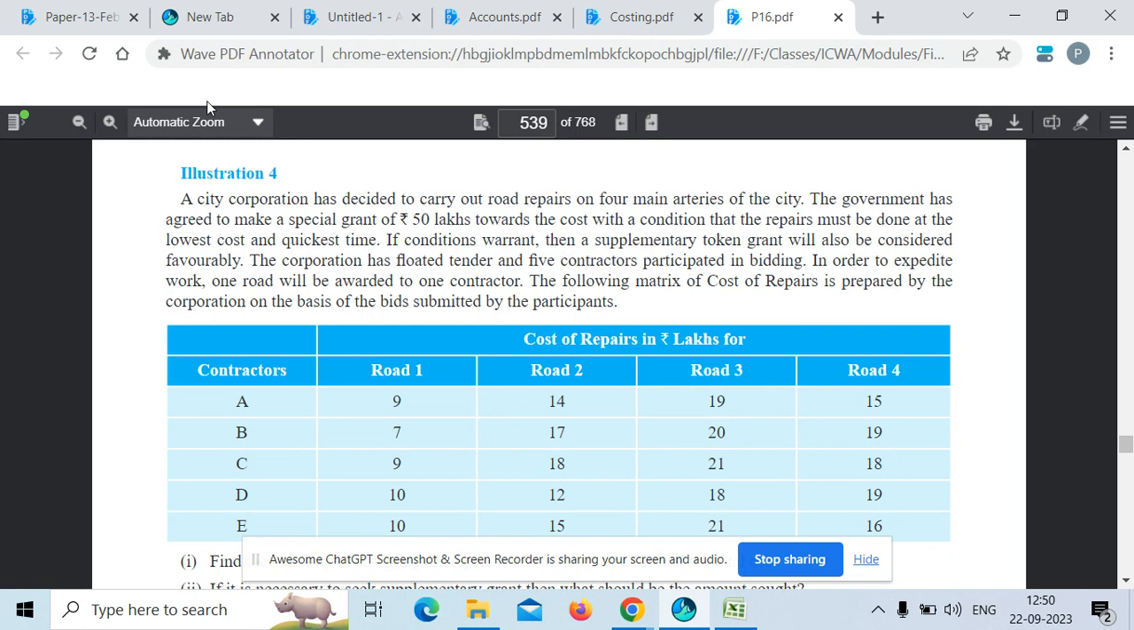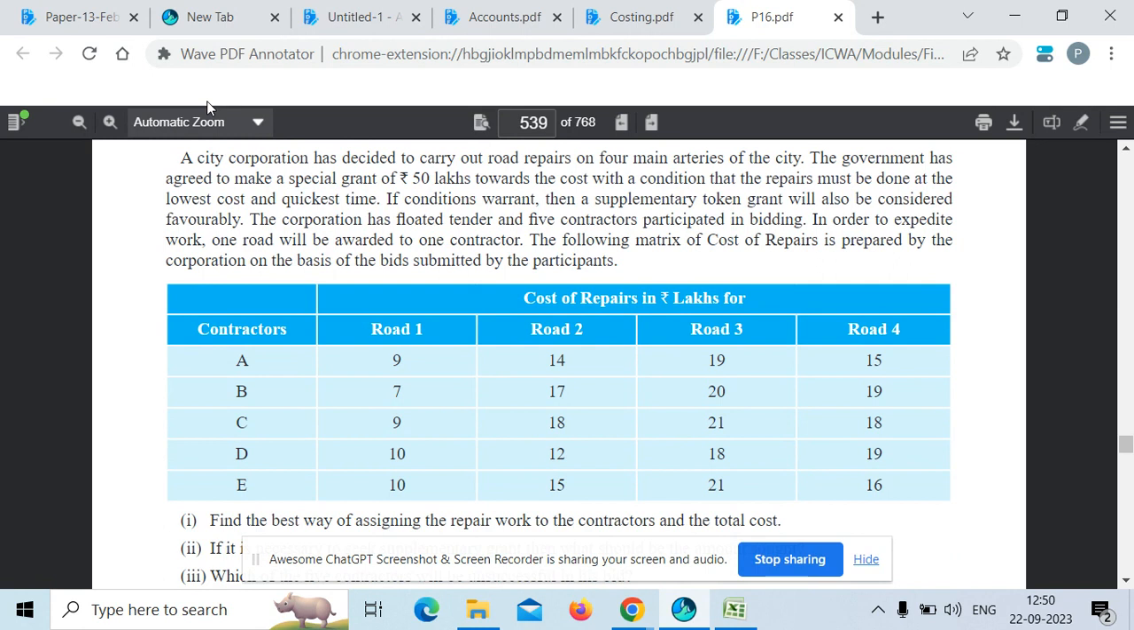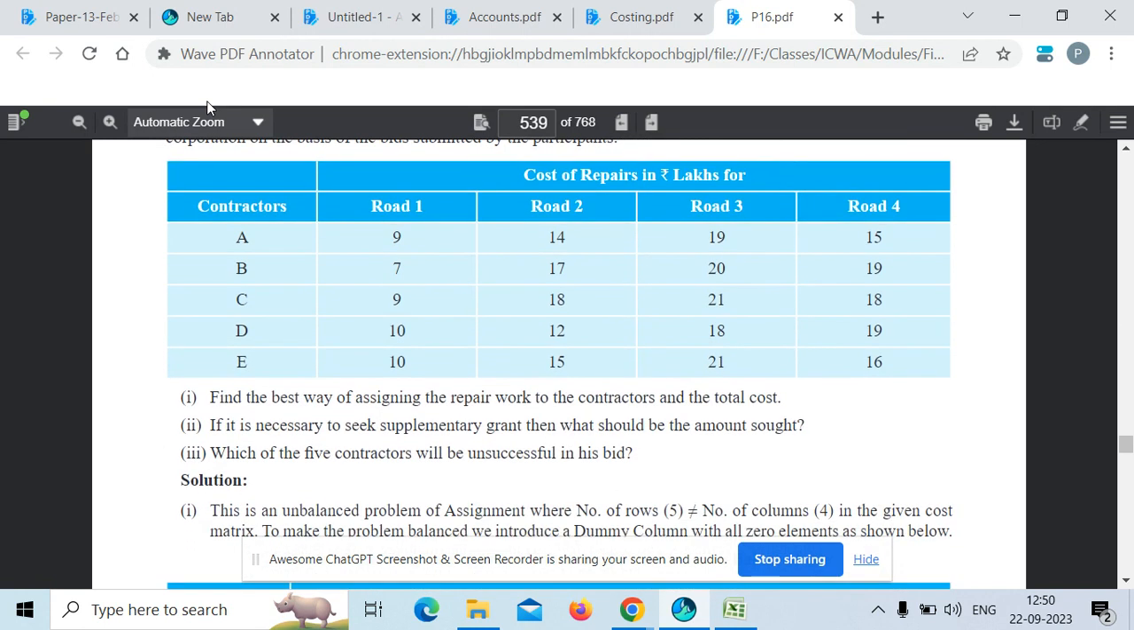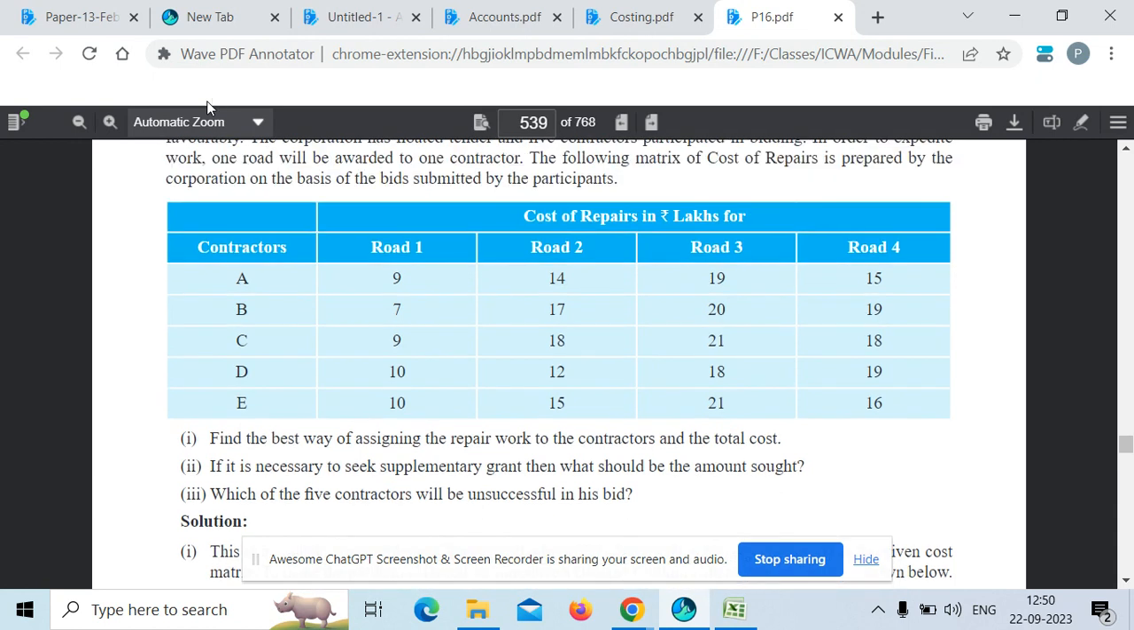In order to expedite, that is, speed up the process, one road will be awarded to one contractor. The following matrix of work cost of repair is prepared by the corporation on the basis of bids submitted by the participants. So they have given you 5 contractors and 4 roads. Find the best way of assigning the repair work to the contractors and the total cost. If it is necessary to seek supplementary grant, then what should be the amount sought? Which of the 5 contractors will be unsuccessful in his bid? Okay, so this is my question.